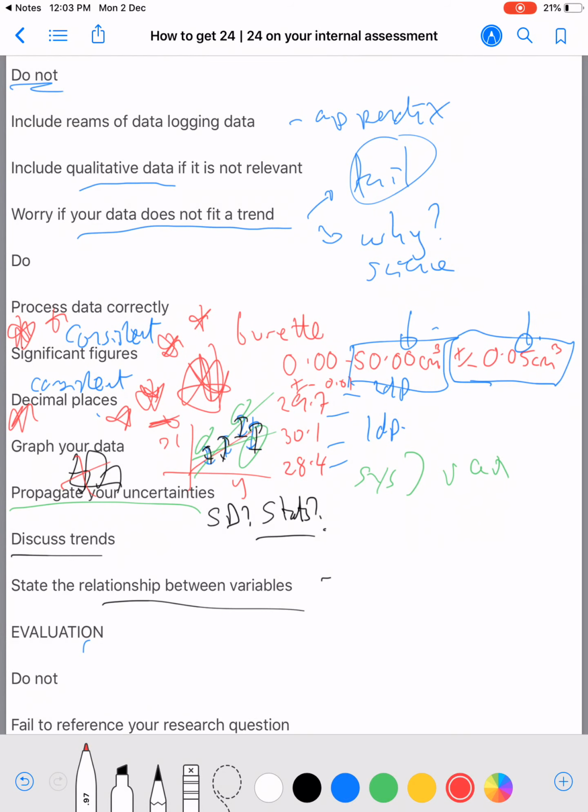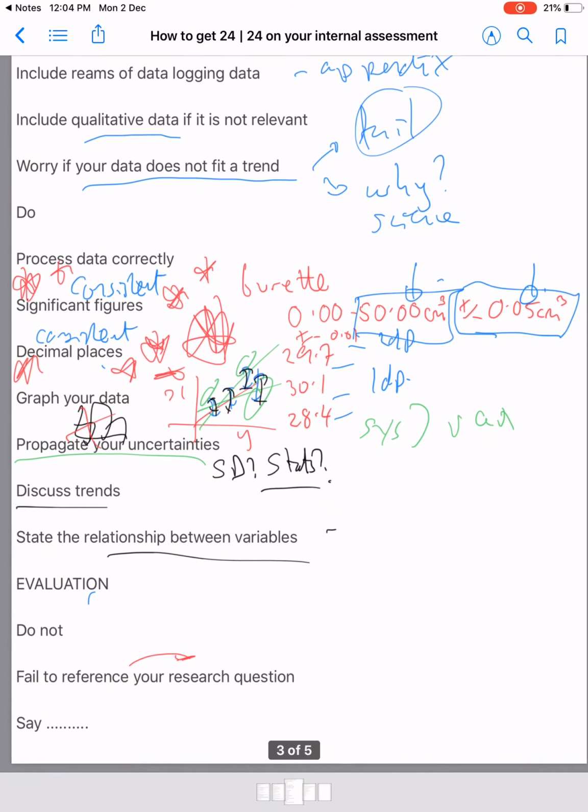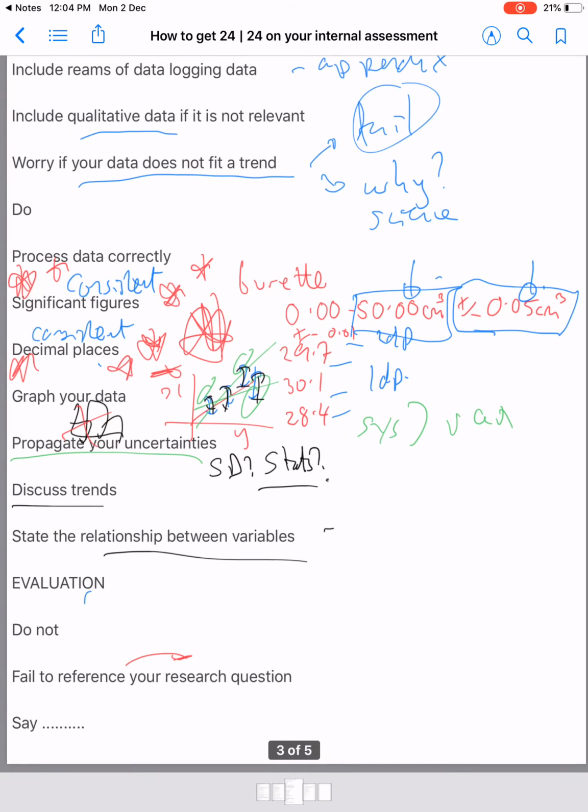How should you open? Reference your research question. What was your research question? What did you expect to happen? Did it surprise you? Was it not what you expected to happen? Does it fit the literature? Does it fit the science? Say whether it did or it didn't.